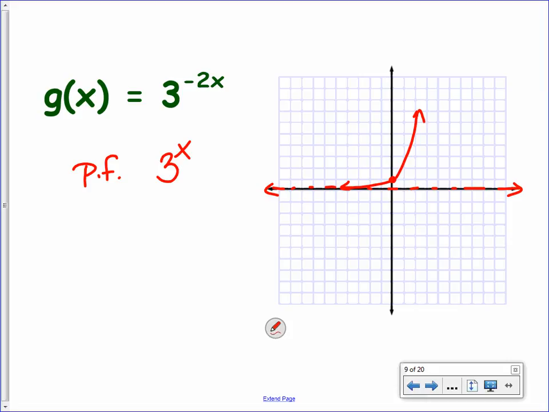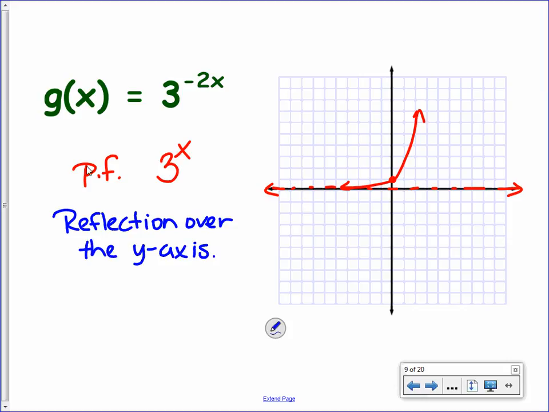Okay, now the transformations. The negative 2, this is inside the exponent, okay? So the negative is going to reflect the graph over the y-axis. It's going to be a horizontal reflection. And then the 2 is going to be a horizontal compression, or shrink, if you want to use that word, by 1/2, because you have to find the reciprocal.